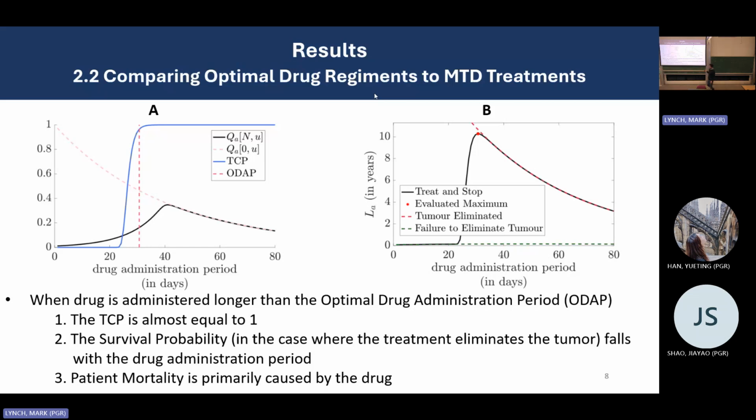So this shows that if we administer drug for more than the optimum period, the primary mortality is due to excessive drug administration. And in fact, what's interesting is that for longer than around 44 days, we can see that the probability of survival is independent of the outcome. Here the continuous black line is the case where the tumor hasn't been eliminated.